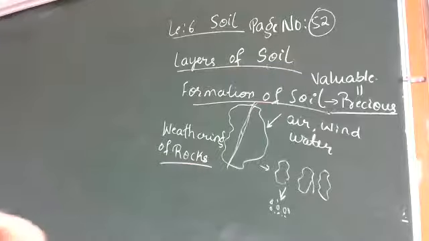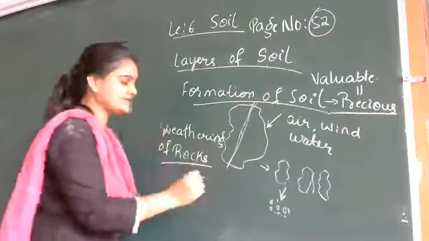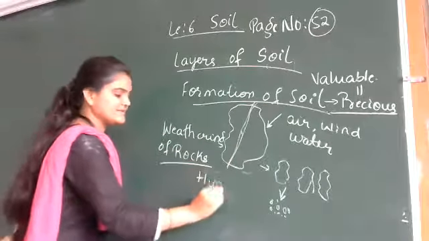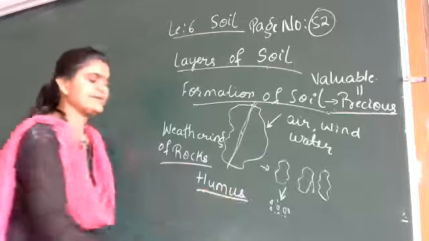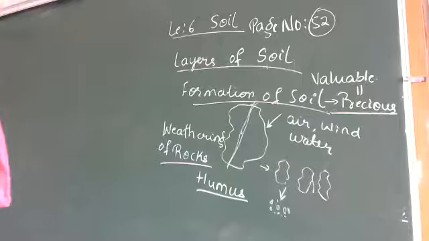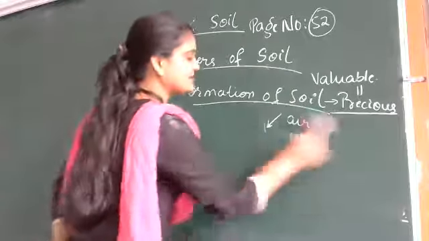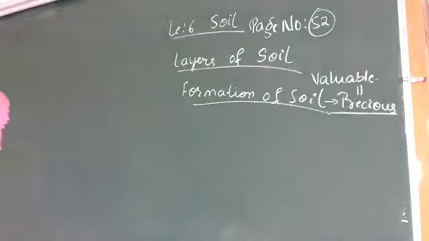So here we are seeing the formation of soil. What all things are necessary again, children? Humus. Is it necessary or not for the soil? Humus is necessary. Tell me, children, in soil we have smaller particles, medium sized particles, and big particles.